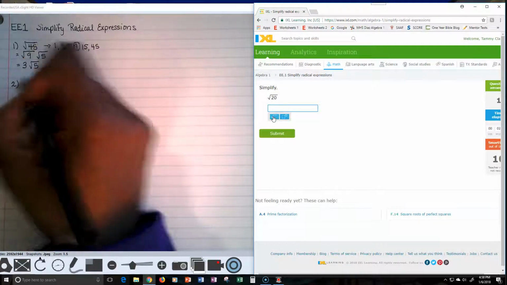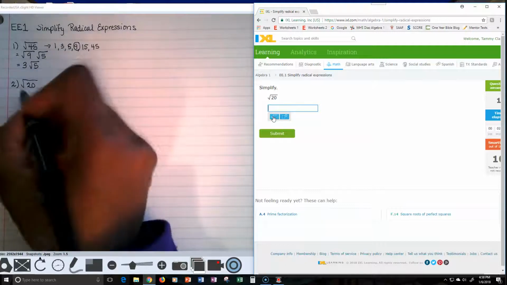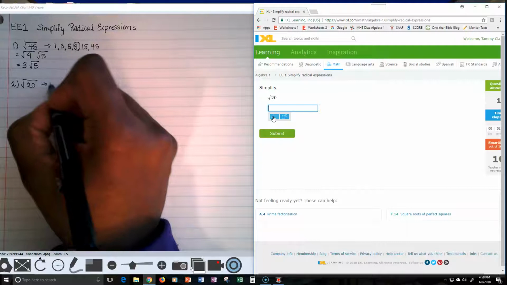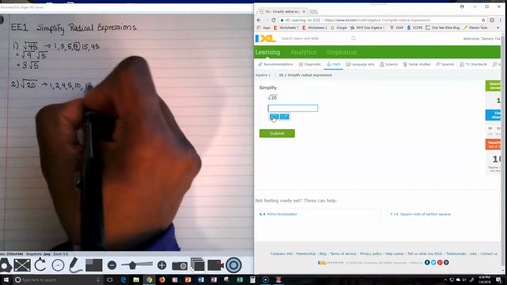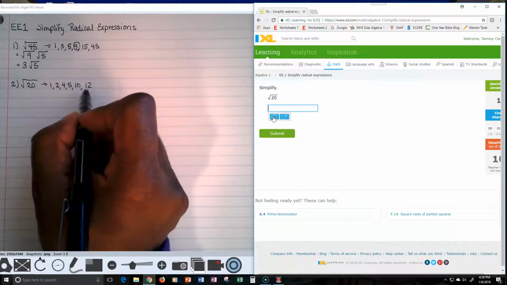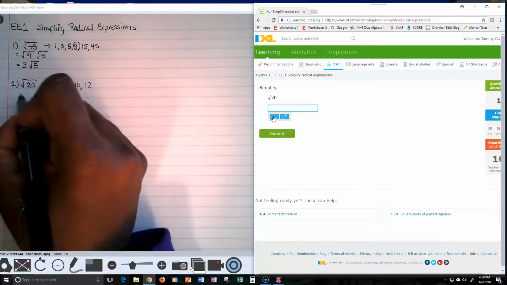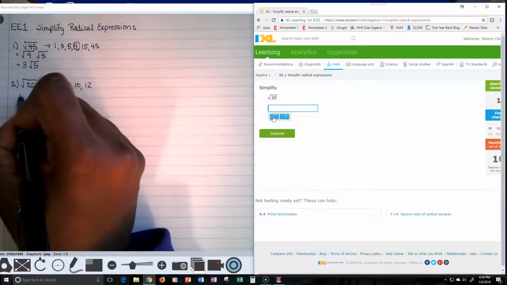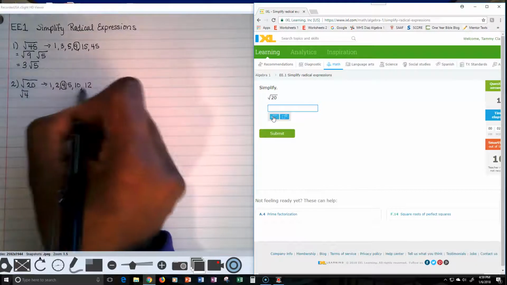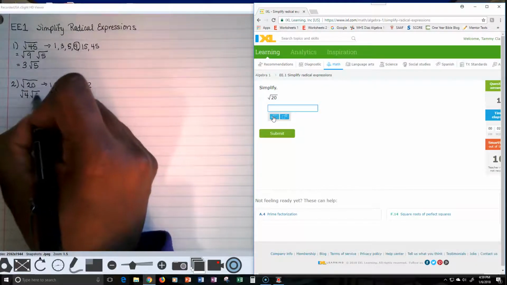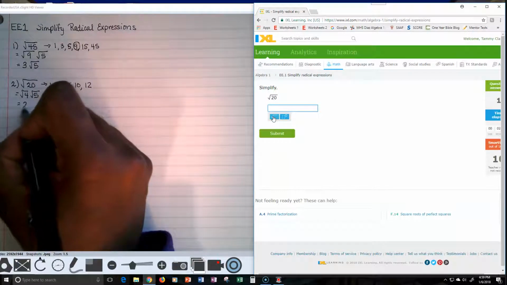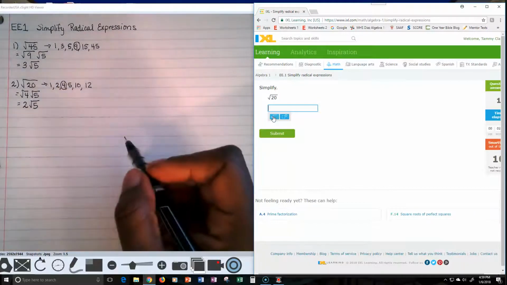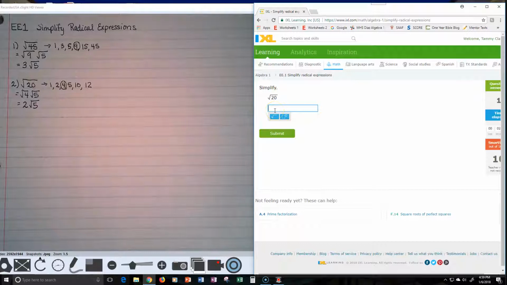Let's look at number 2. We've got the square root of 20. So again, think about your factors. You've got 1, 2, 4, 5, 10, and 20. And which one of these is a perfect square? Well, it's 4. So that would be the square root of 4 times what number gives me 20? Well, 5, so the square root of 5. So I take the square root of 4, which is 2, and I leave the 5 under the root sign, or the radical sign, if you remember that. So it's 2 root 5.